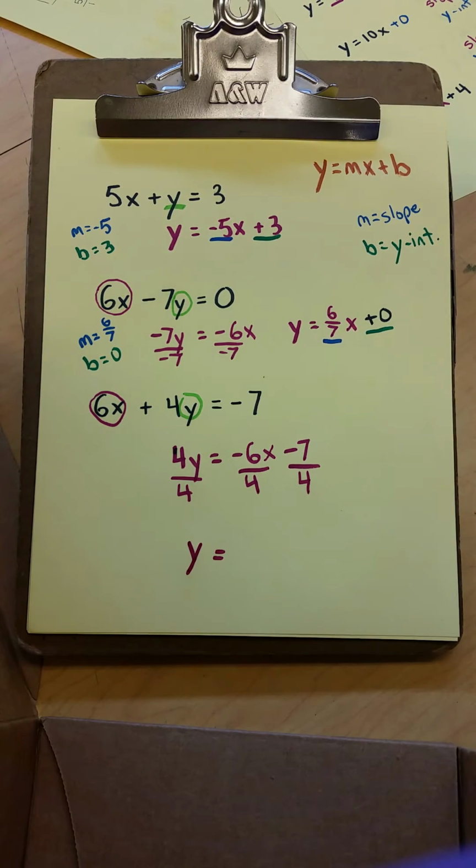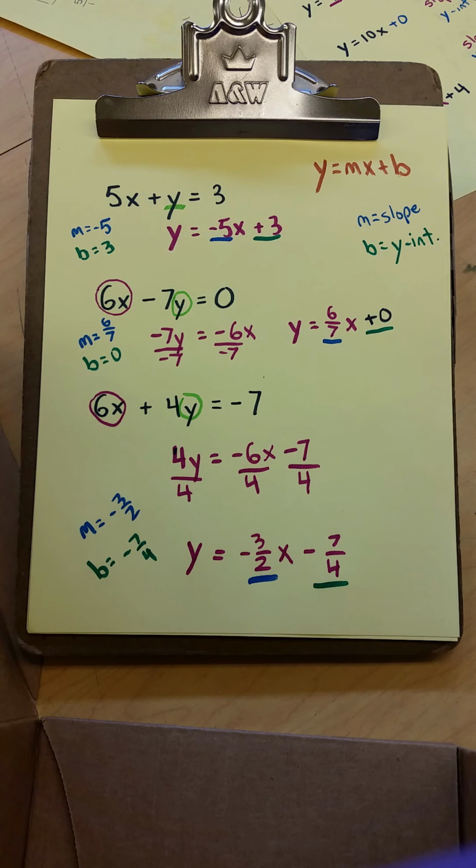4y over 4 is y. Negative 6 over 4x simplifies to negative 3 over 2x, and negative 7/4 stays negative 7/4. Our slope is negative 3/2, and our y-intercept is negative 7/4.